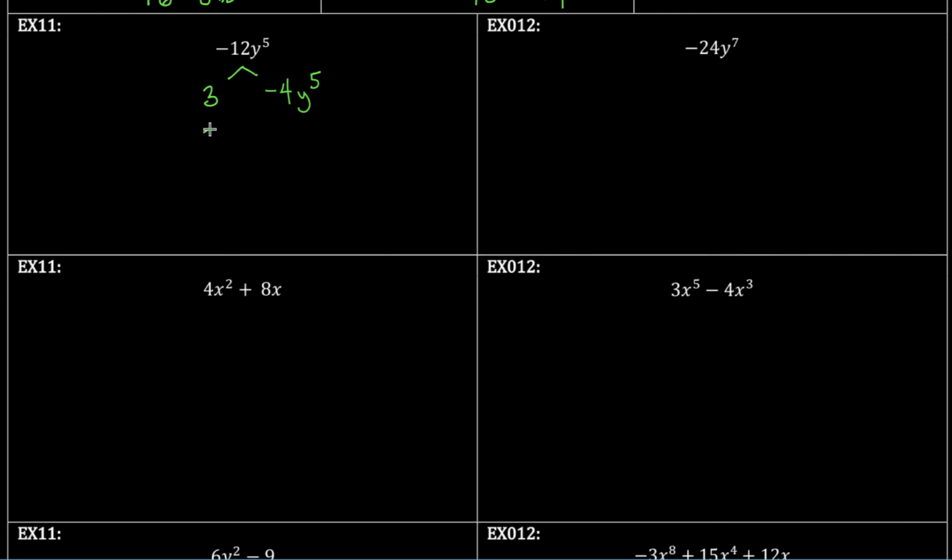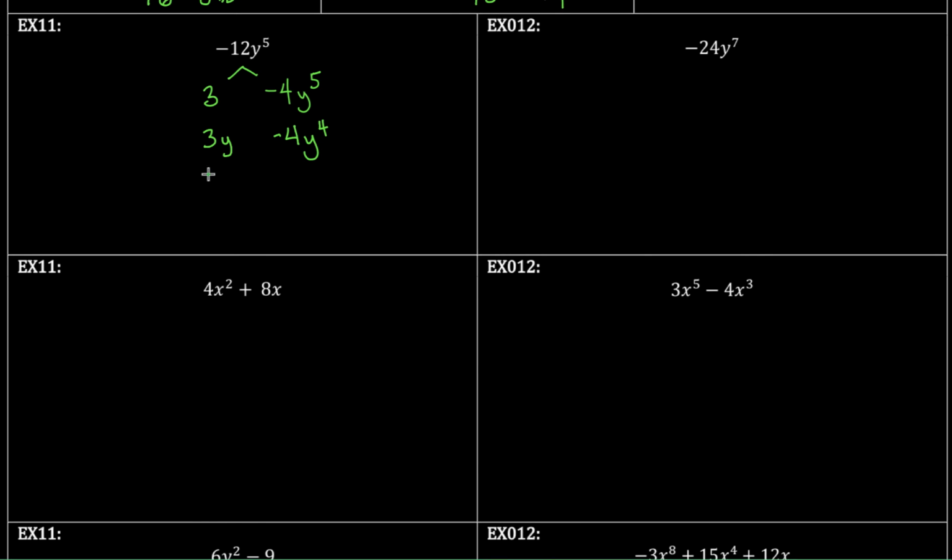So you could do 3y times, well, we'll keep negative 4. So y times, this is 1y. We need 4 more because that's y times y times y times y. Yeah. So this is 1. We need to get to 5. So y to the 4th power. Because this is y times y times y times y times y.